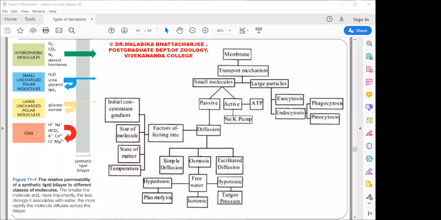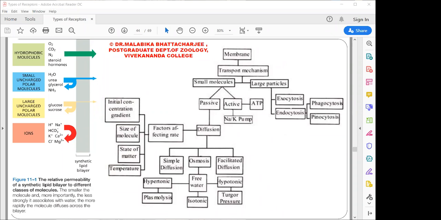Hydrophobic molecules. These molecules have the advantage of moving through the lipid bilayer because we know that the lipid layer within is hydrophobic in nature. It includes oxygen, carbon dioxide, nitrogen, and steroid hormones.